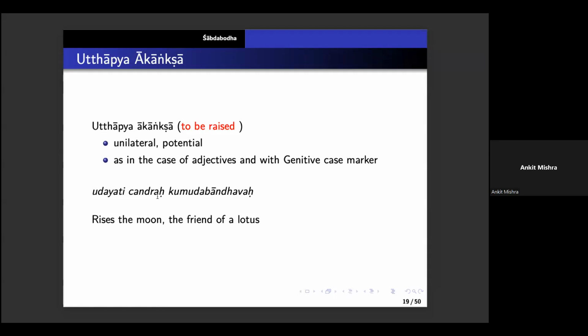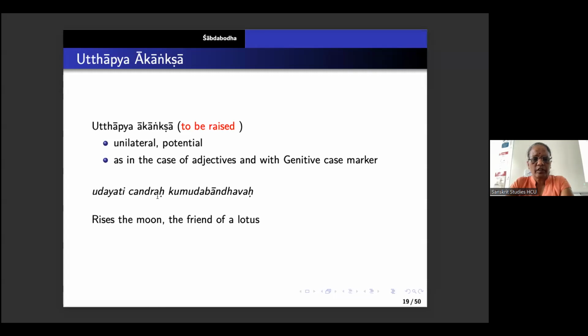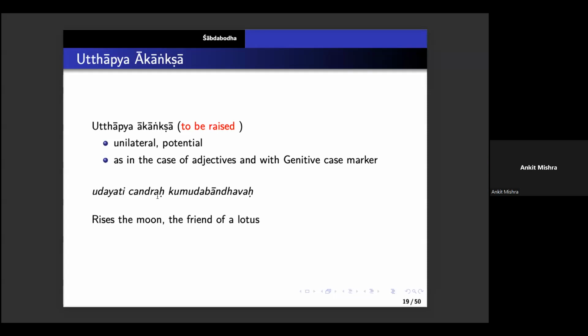The word brown has an expectancy for the cow, but the word cow, well, yes.